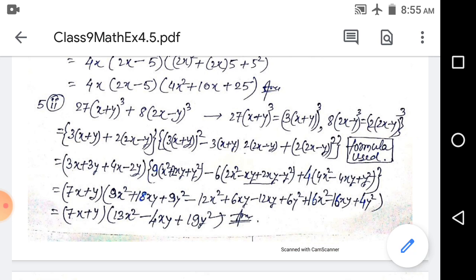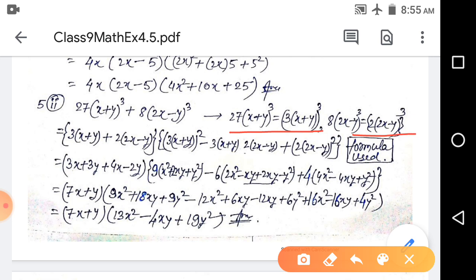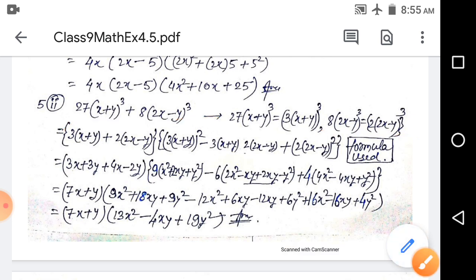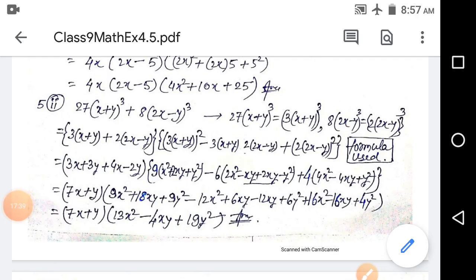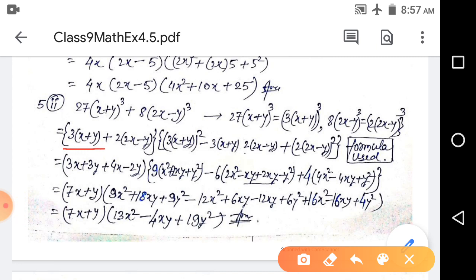Now see this line. If those two terms are written like that, then they become the sum of two cubes. That means we can use the formula a³ + b³ here. So we use the formula (a + b)(a² − ab + b²). In the place of a it is 3(x + y), and in the place of b it is 2(2x − y). So the formula is used here.